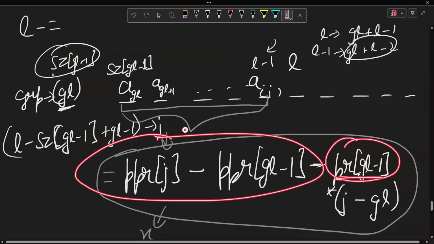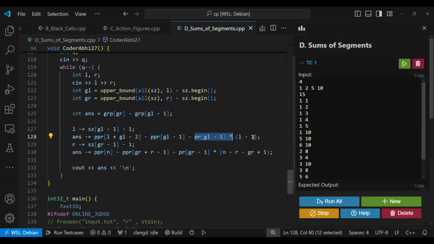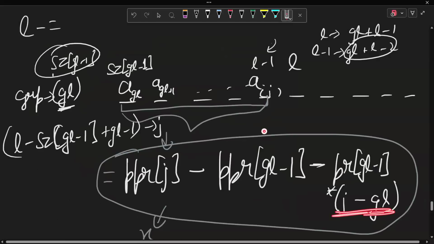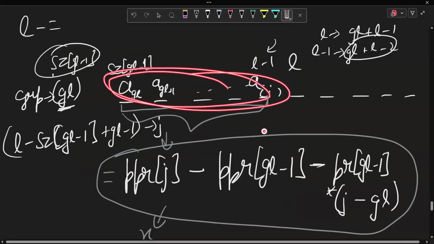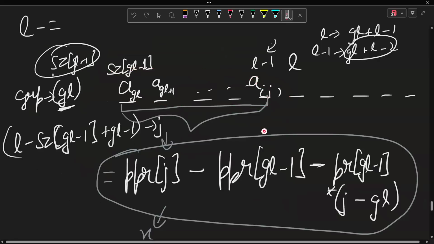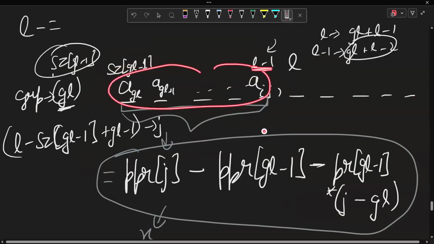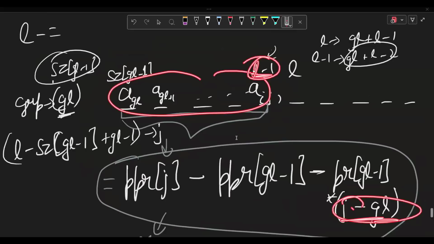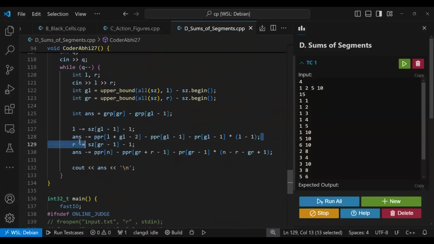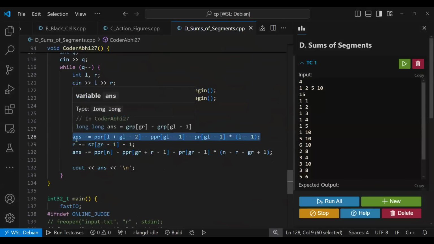From that, we would subtract prefix of GL minus 1 multiplied by L minus 1. What we had to multiply here was this length, J minus GL. Once L is converted to indexing of the group, the number of elements here is L minus 1. So this J minus GL is equivalent to L minus 1. So this length was L minus 1. This is what we subtracted from our answer.